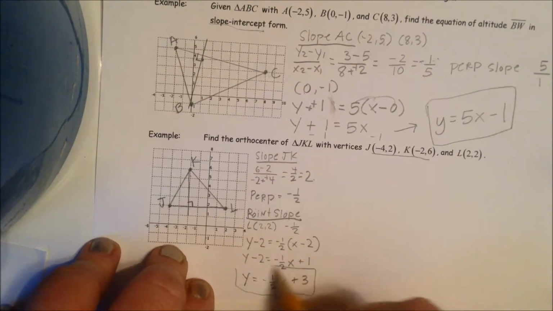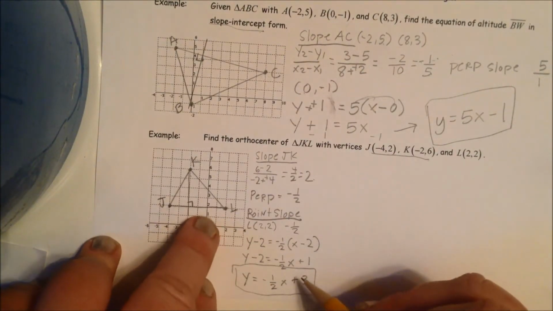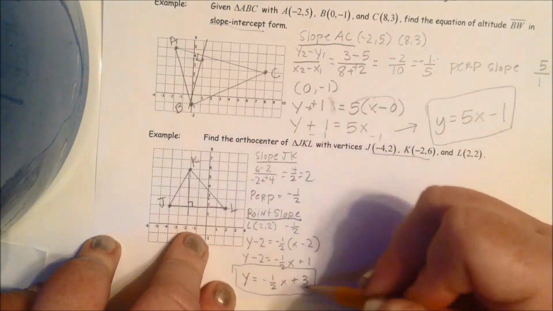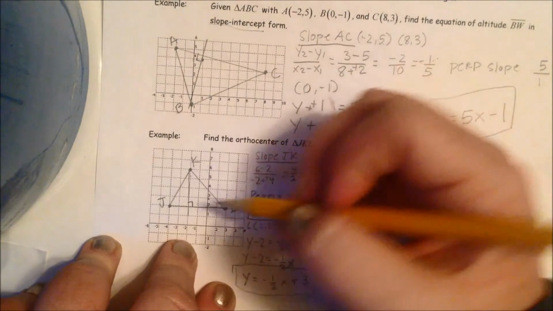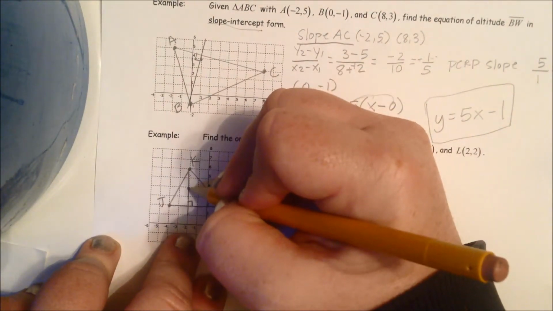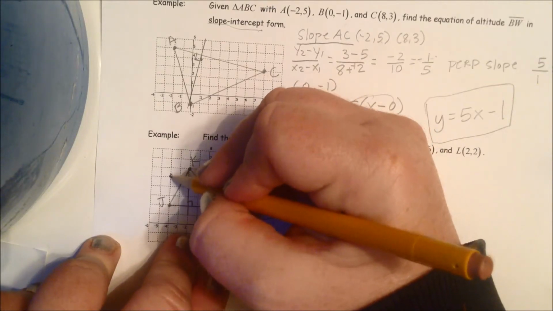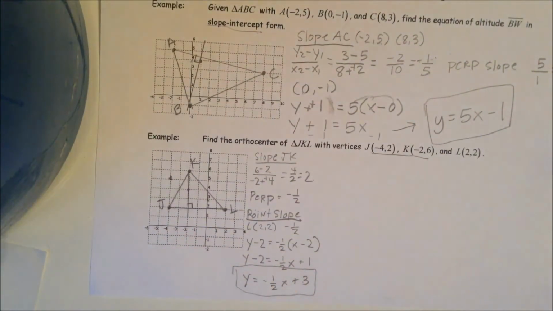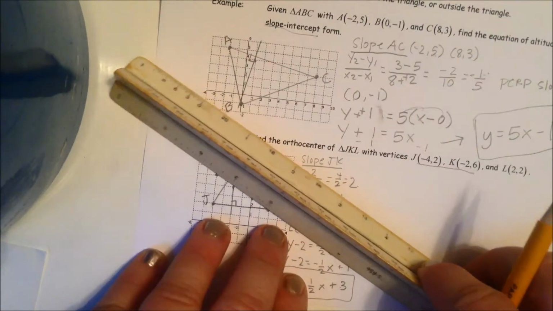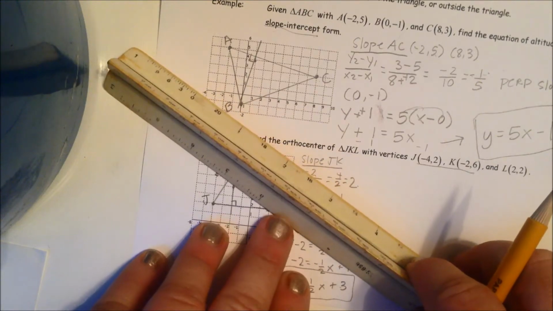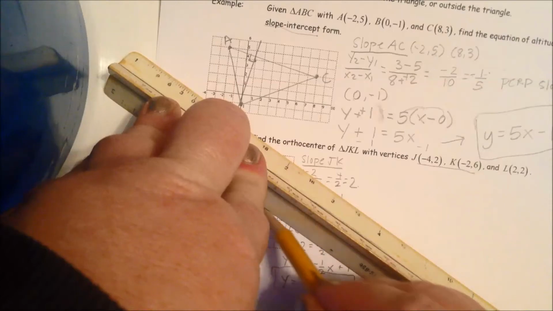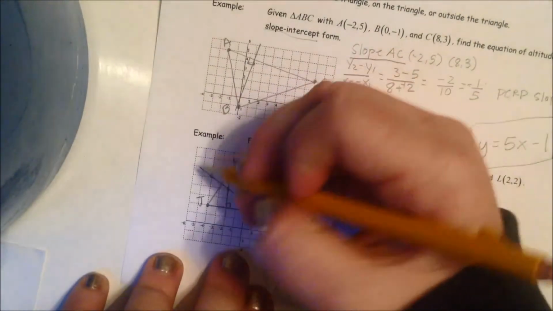So I have another altitude. So it starts at 3. My y-intercept's at 3. And the slope is -1 over 2. So up 1, this way 2. Up 1, to the left 2. And if I were to draw a line connecting those dots, I could do that. So there's another altitude.